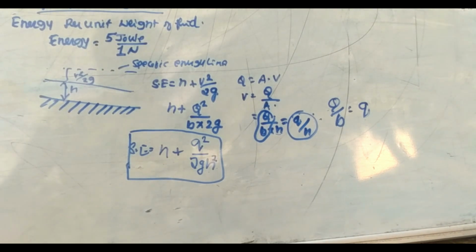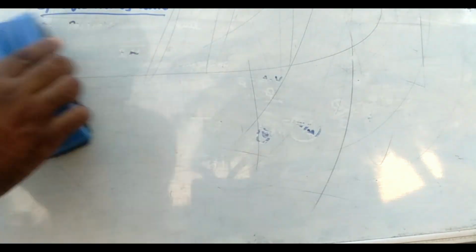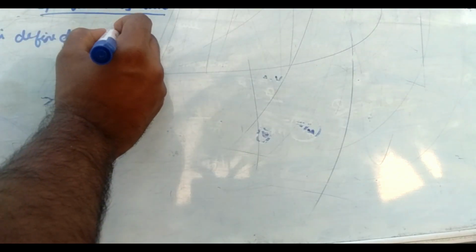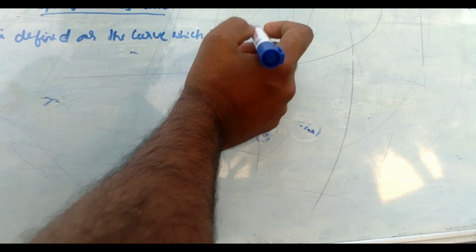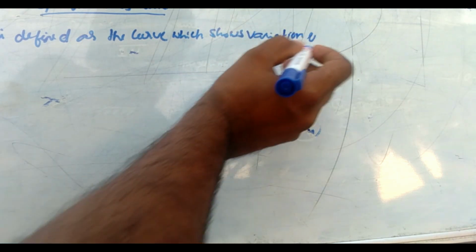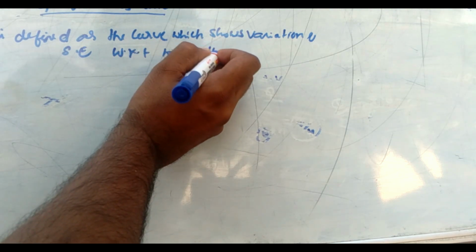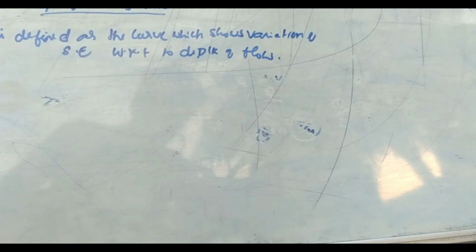So what do you mean by specific energy curve? I am going to draw the specific energy curve and explain it here. Specific energy curve is defined as the curve which shows the variation of specific energy with respect to depth of flow.